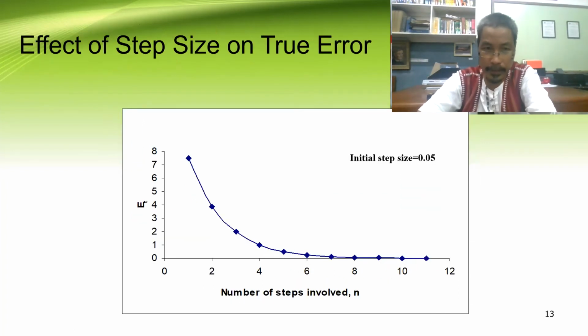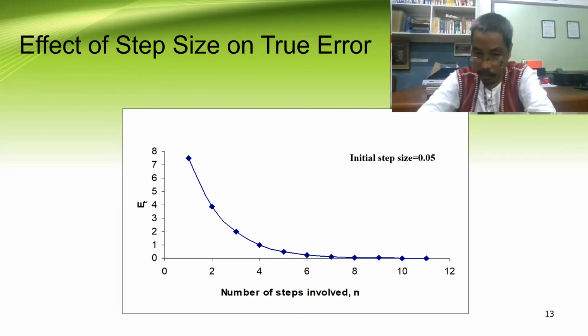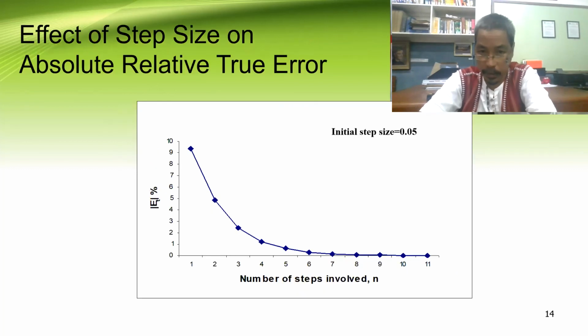Okay. So effect of step size on true error. We already know this from the previous module. Okay, almost exponential and approaching zero. Exponential and approaching zero, also for absolute relative true error.